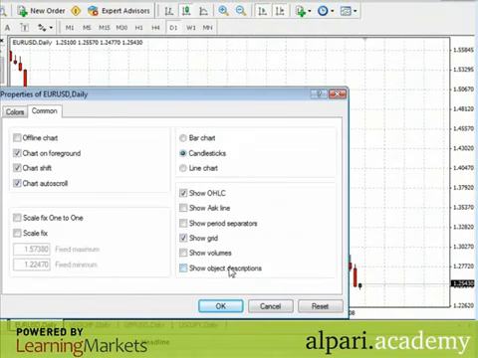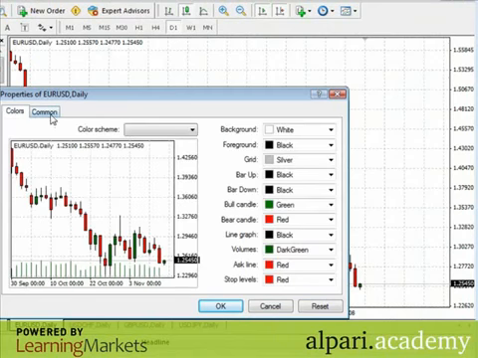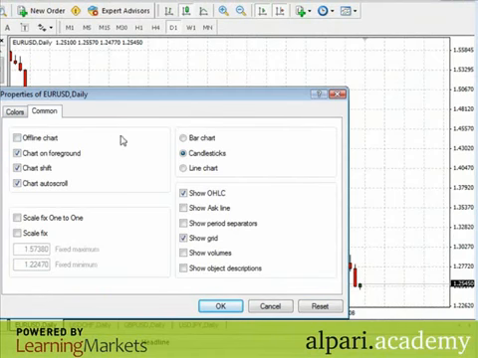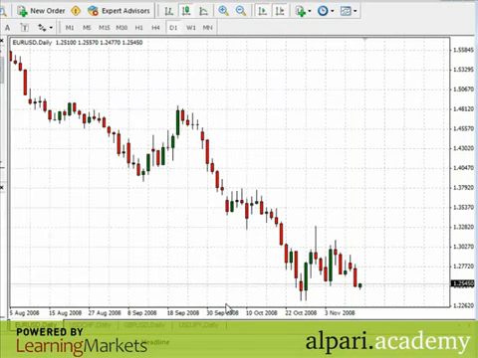Now what that'll do is open up a little dialog box here. There's two tabs up at the top, colors and common. We're going to be on common. And over here on the lower right hand side, we've got a radio box that says show ask line. If I select that and then click OK, it'll add an ask price. Now you probably noticed you can't hardly see it. Well, the spread's so tight you can't really tell the difference when you're looking at a daily chart.